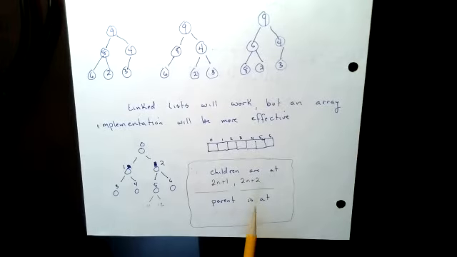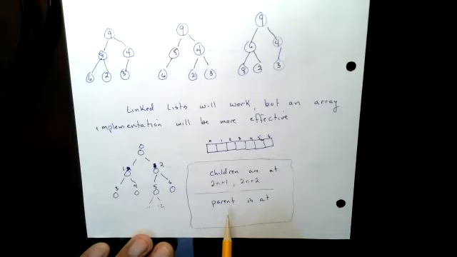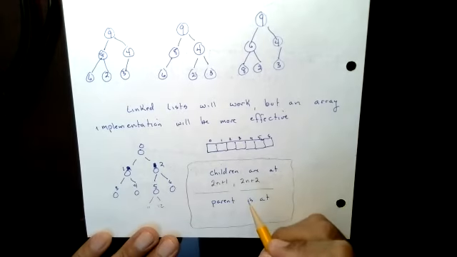Where are the parents? Well, there is only one parent. If I took the number 11, I need to get 5. If I took the number 12, I need to get 5. It would be n minus 1 divided by 2 and n minus 2 divided by 2, but there's only going to be one parent. So 11's parent is at 5. 5's parent depends on if it's the left or right child.